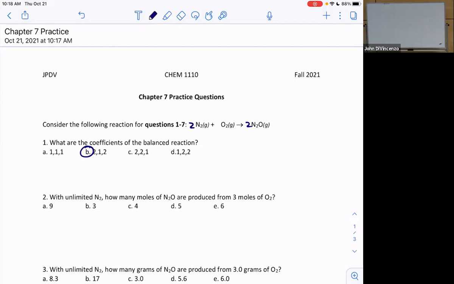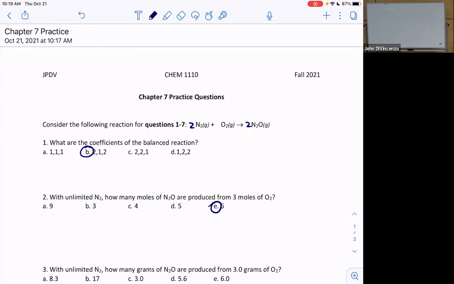With unlimited nitrogen, how many moles of N2O are produced from 3 moles of O2? This is like a quiz question. Did I ask something like this on the quiz or something? 6, right? Which is E. Why?